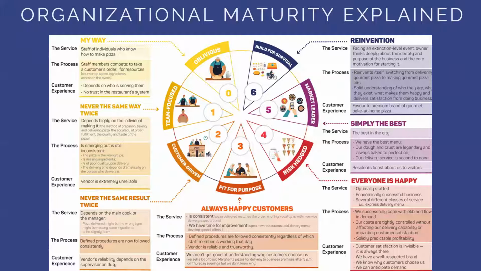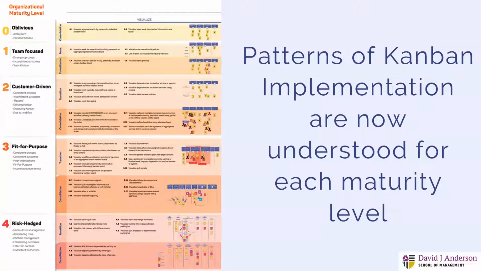I say that on one hand, this is sad information. On the other hand, it's not, because we see there is still a lot of room for improvement. So there is a lot of work for all of us to do. So now, having the 7 levels of the organizational maturity, we see that we have patterns of Kanban implementation that we can understand for each maturity level.